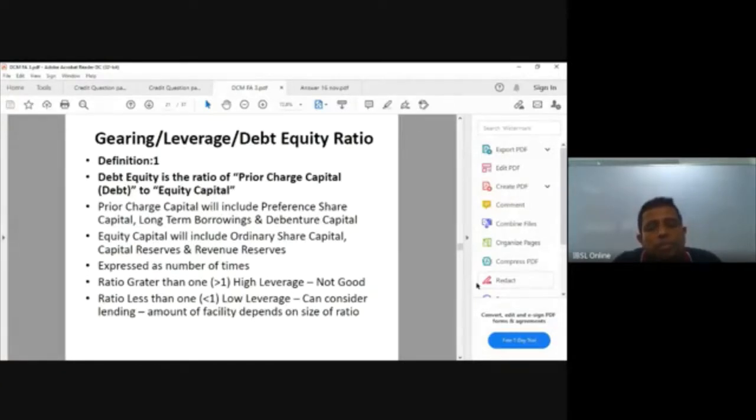If the ratio is more than 1, we say high geared company or high levered company, it is not a good entity for you to further lend to, right? If the ratio is less than 1, we can consider further lending to this institute because it is a low geared company.